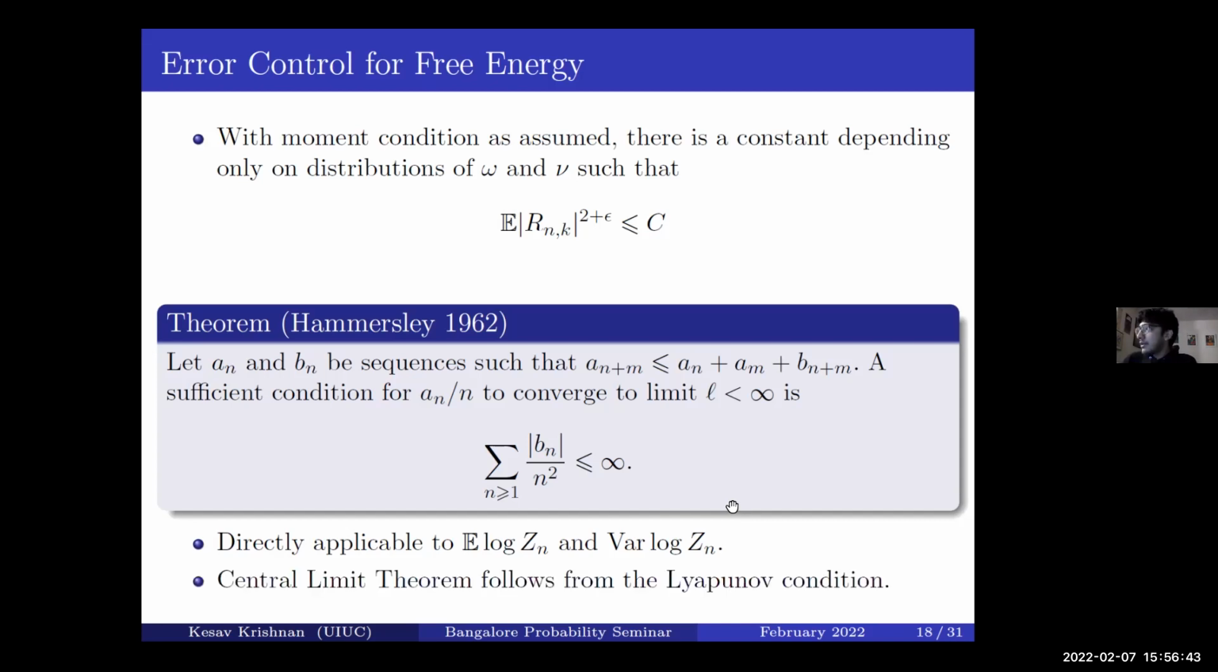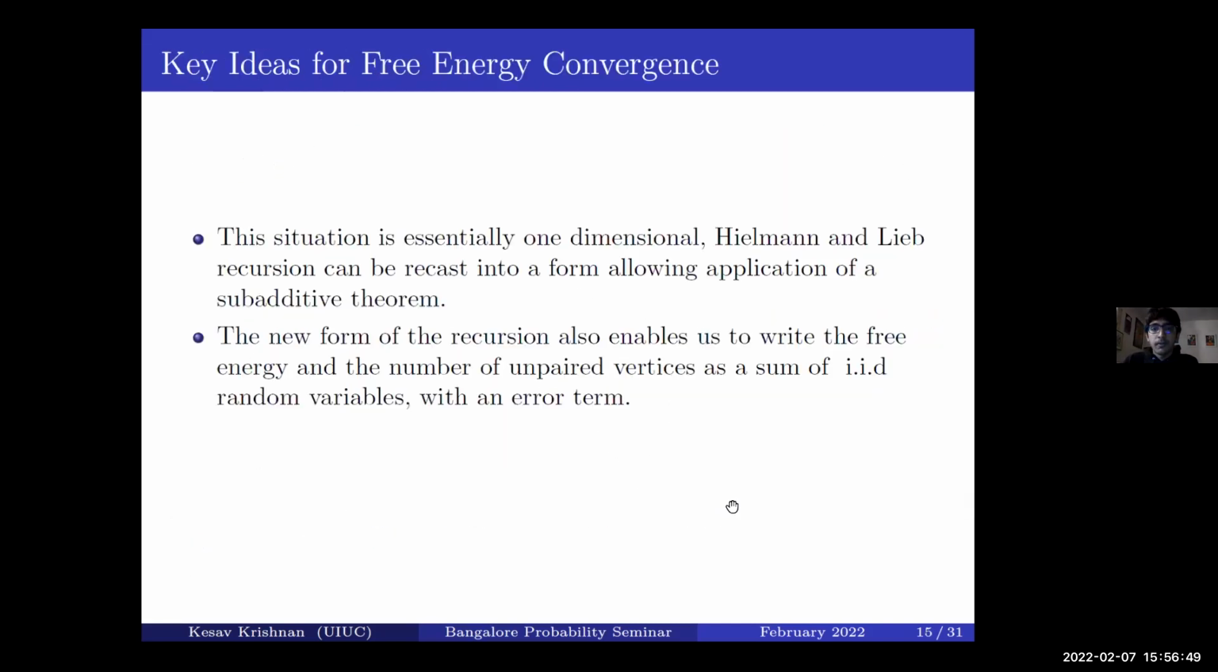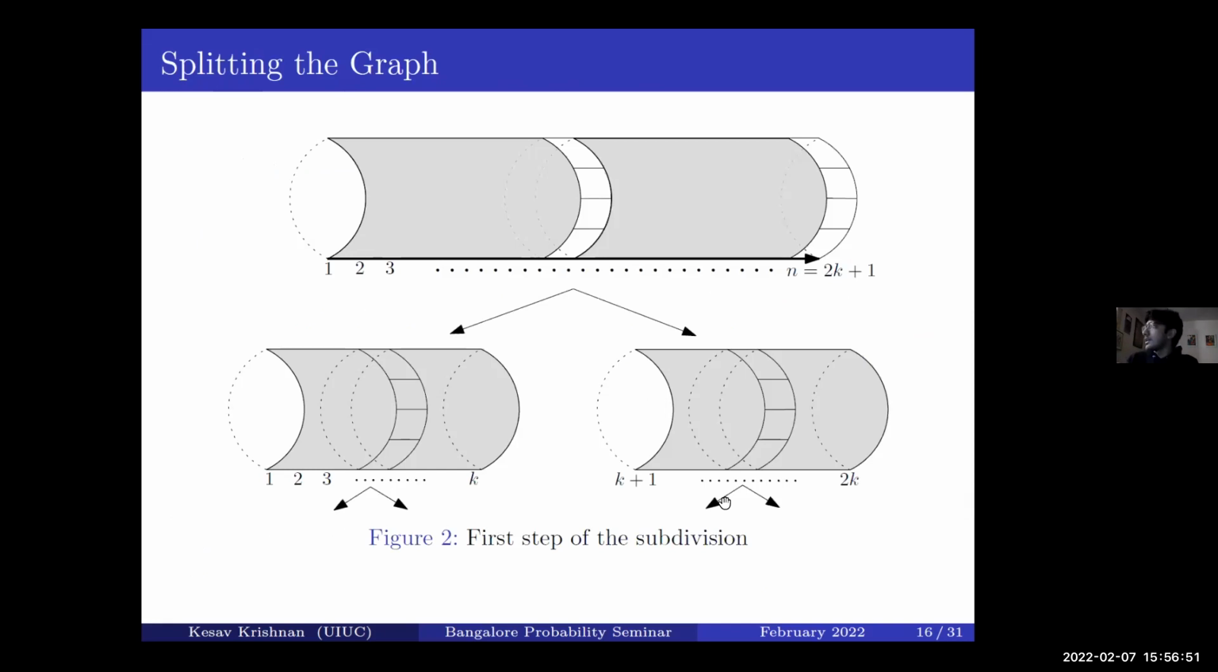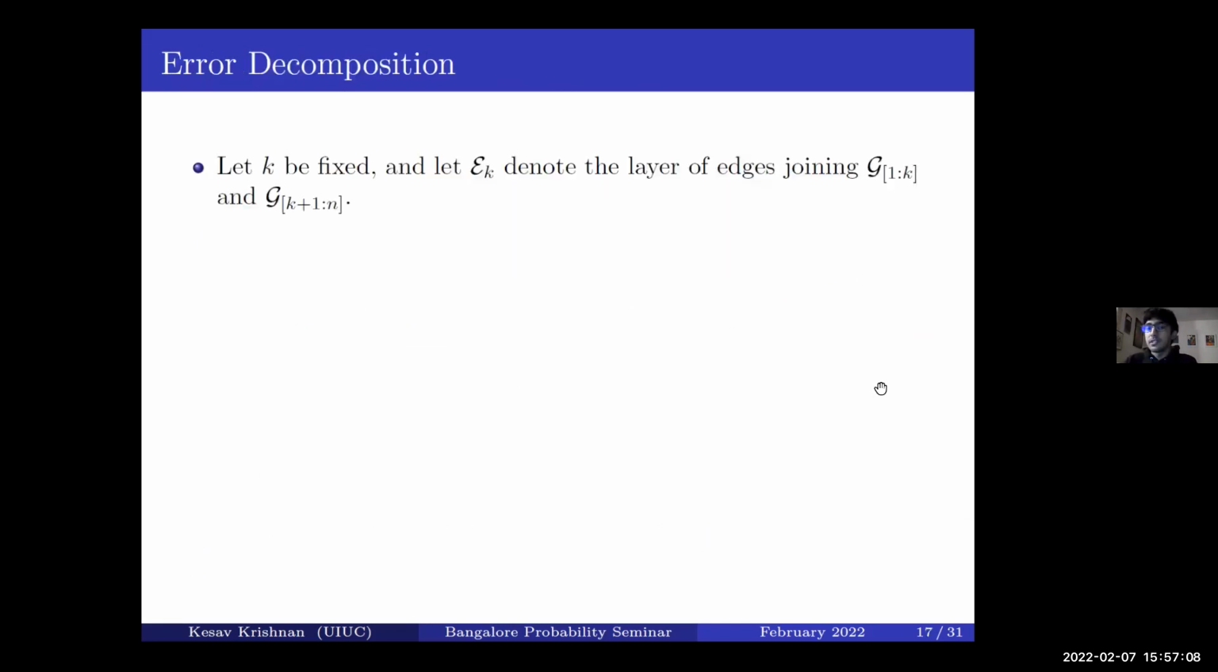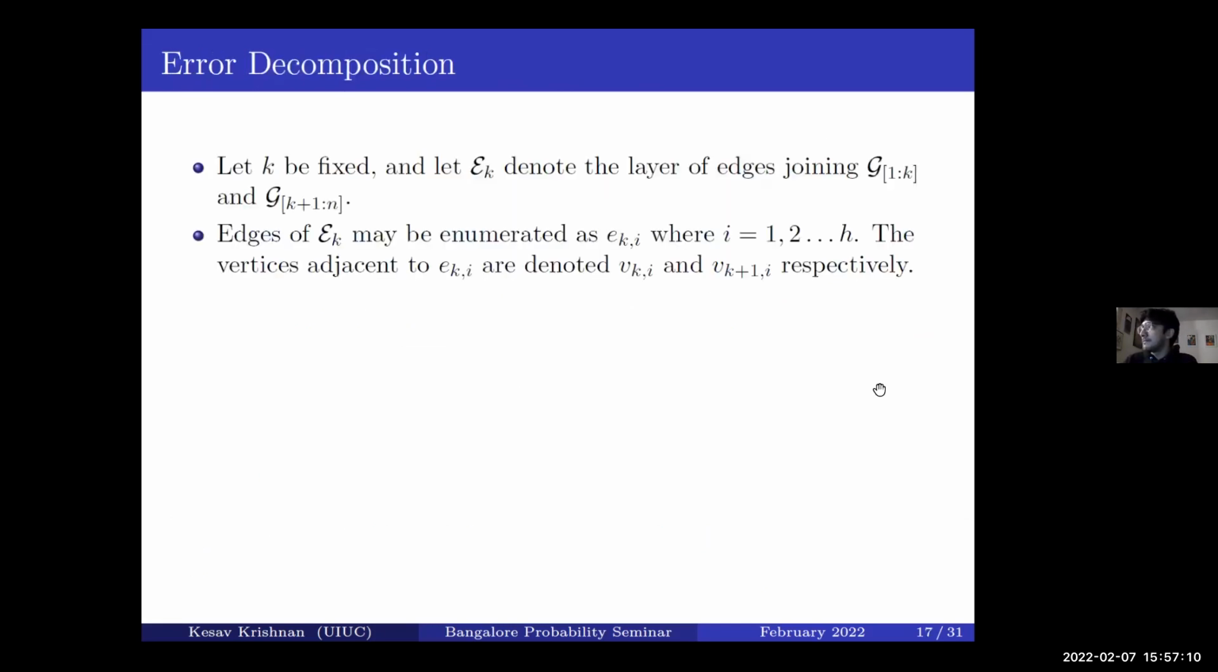And once you have that, the central limit theorem will follow from the Lyapunov condition by setting up a triangular array based on this iterative decomposition. So you associate a random variable to every piece that you would get by dyadically subdividing your graph, and that gives you a triangular array to which the Lindeberg-Feller CLT can be applied.